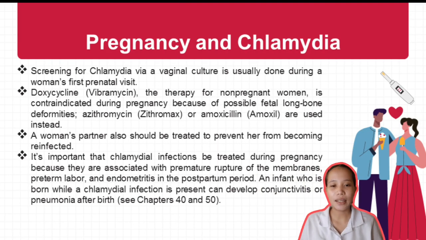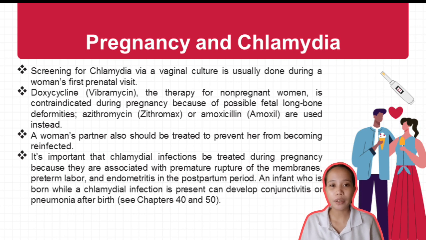Chlamydia in pregnancy. Screening for chlamydia via a vaginal culture is usually done during a woman's first prenatal visit. If a woman has multiple sexual partners, screening may be repeated in the 3rd trimester. Doxycycline or vibramycin, the therapy for non-pregnant women, is contraindicated during pregnancy because of possible fetal long bone deformities. Azithromycin or amoxicillin is used instead.